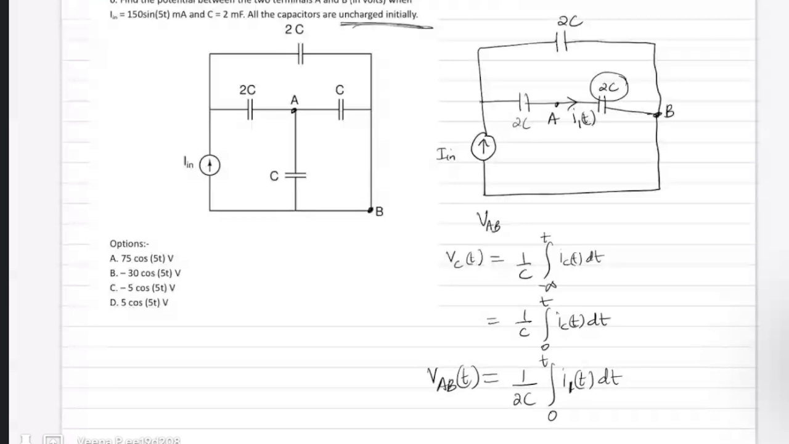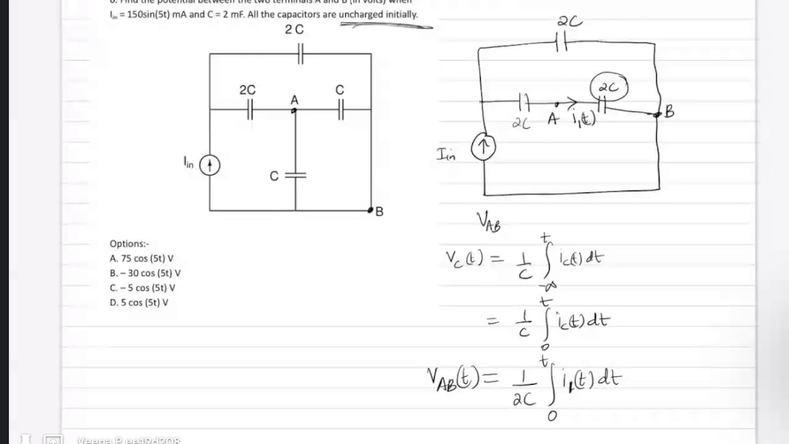Now the c is given in the question. The value of c is 2 millifarad. So this is 5 by 2, 1 minus cos 5t. Now this milli gets cancelled because the c is in milli. This current is also in milli. So milli gets cancelled. So finally it is volts.